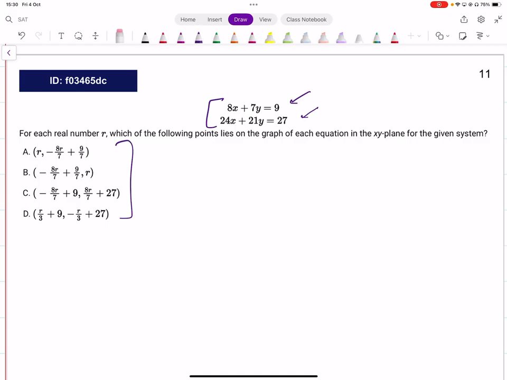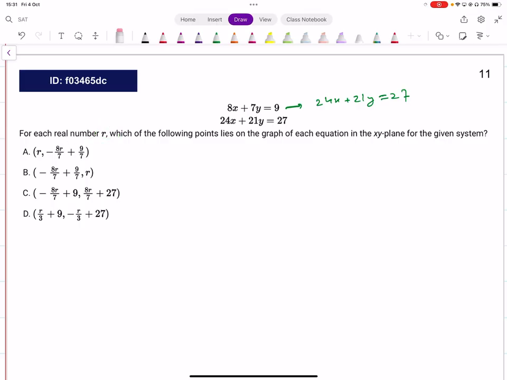Well, actually, if you notice, these two equations are the same, aren't they? If you multiply the first one by 3, you get 24x plus 21y equals 27. So essentially, they are the same equation. So you just need to input all of those points in one equation, okay? Now, inputting them like this is going to be a bit complicated. It says for each real number r, that means r could be anything. So there is no restriction on r.